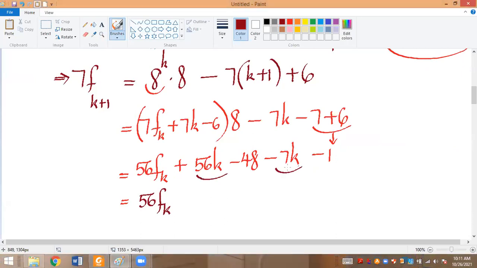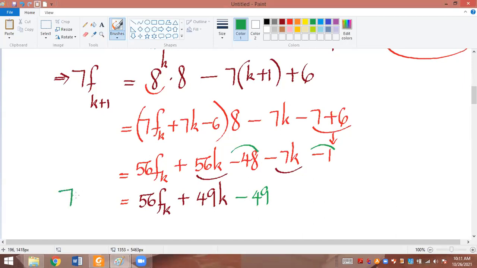56 minus 7, what does it yield? 49. 49, good. 49k. Then a minus 48 and a minus 1, what do you get? Minus 49. That is our 7f at k plus 1.